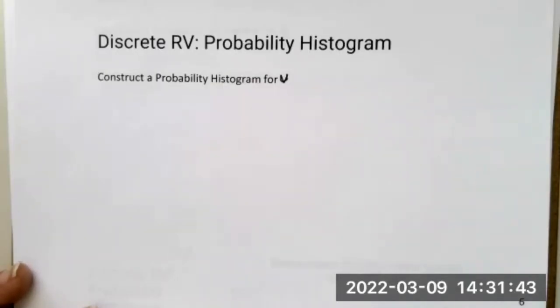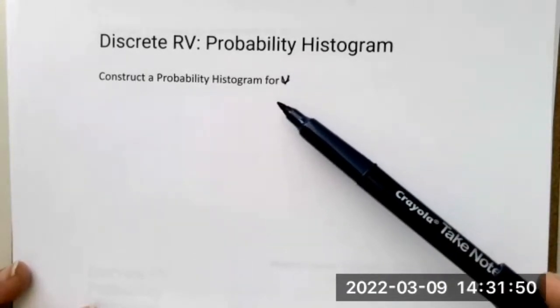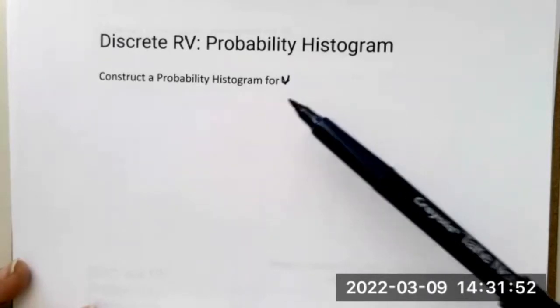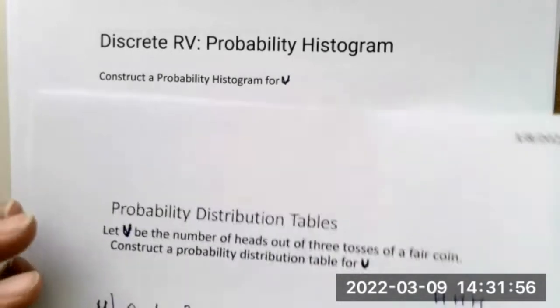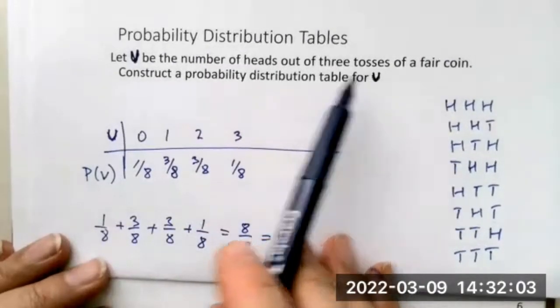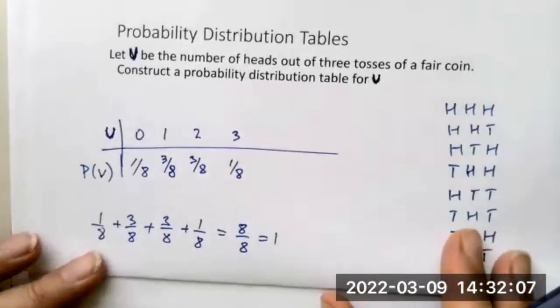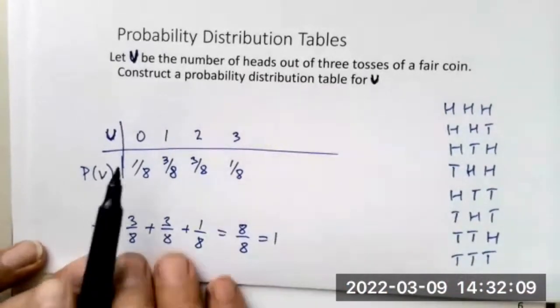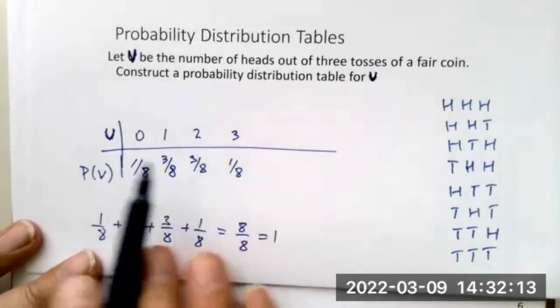Okay, so now let's talk about probability histograms. The next assignment is to construct a probability histogram for random variable u. By the way, here it is. In a previous video, it was conflicting. There was u here and v there, so I corrected it all to u. So be aware of it. And this is what we're going to create a histogram of.